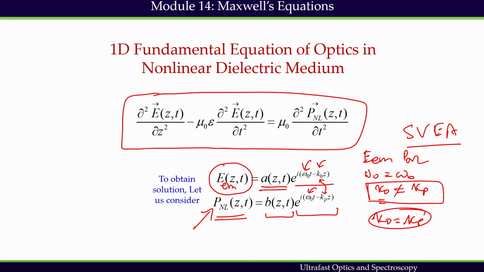So, to obtain the solution, in the trial solution we have considered the same center frequency, but different wave vectors k naught and kp for the emitted beam and the nonlinear polarization. In addition, we have considered complex notation of the electric field and the nonlinear polarization, as the complex notation makes the mathematics simple. However, we shall remember that at the end of the calculation we need to take the real part of E(z,t).